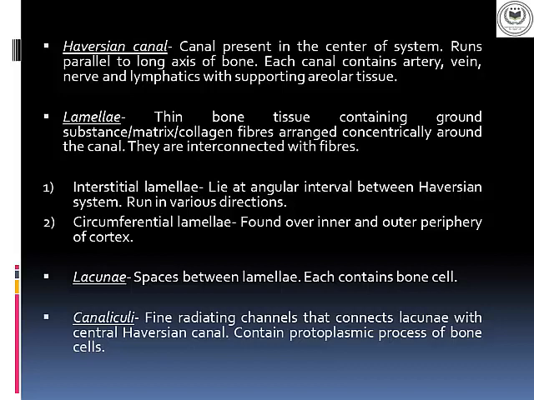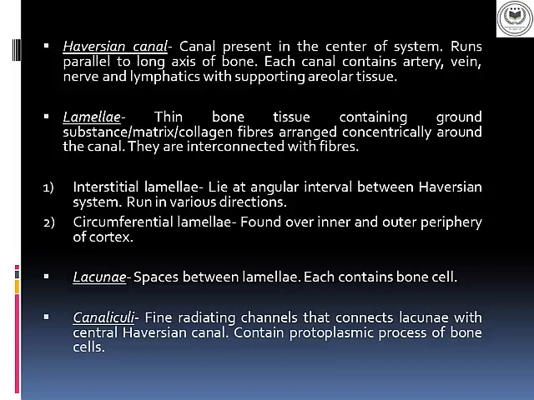Lamella. Lamella is a thin bone tissue containing ground substance or matrix or collagen fibers which are arranged concentrically around the canal. They are interconnected with other fibers. Lamella are of two types. First, interstitial lamella. They lie at angular intervals between the Haversian systems and they run in various directions. Second, circumferential lamella. They are found over the inner and outer periphery of the cortex.